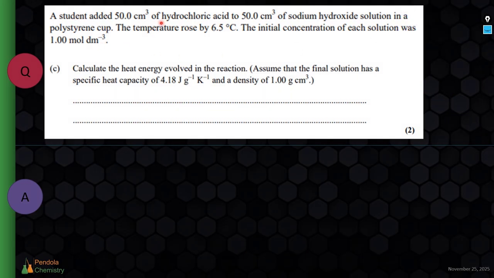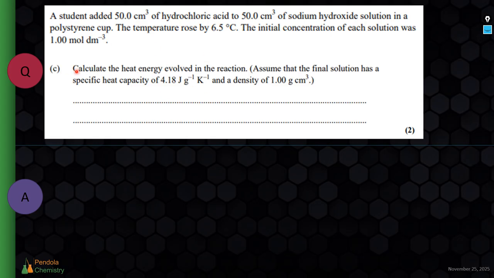Here we have a student who added 50 cubic centimeters of hydrochloric acid to 250 cubic centimeters of sodium hydroxide solution. The temperature went up by 6.5. So it's the same heading because it's all part of the same question. But this is part C. Before we did part B, which is where we found the number of moles of hydrochloric acid. Now we're looking at part C. Part C now says calculate the heat energy evolved in the reaction. Assume that the final solution has a specific heat of 4.18 joules per gram Kelvin, and a density of 1.00 grams per cubic centimeter.